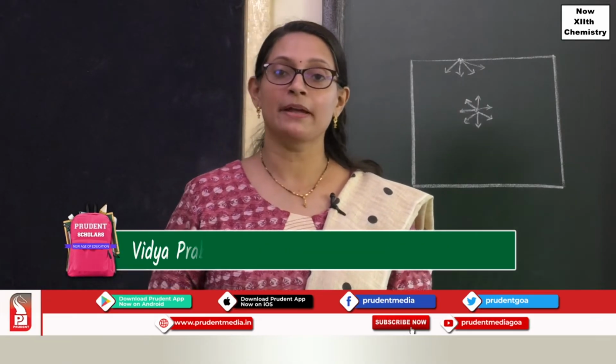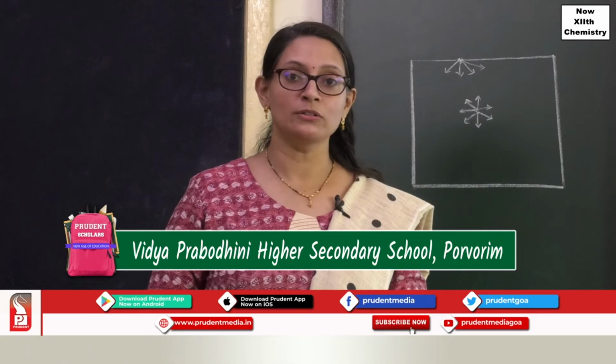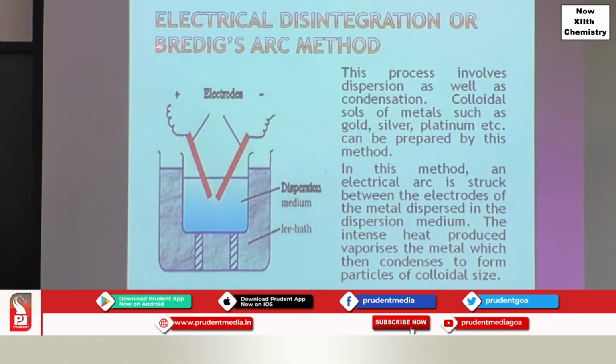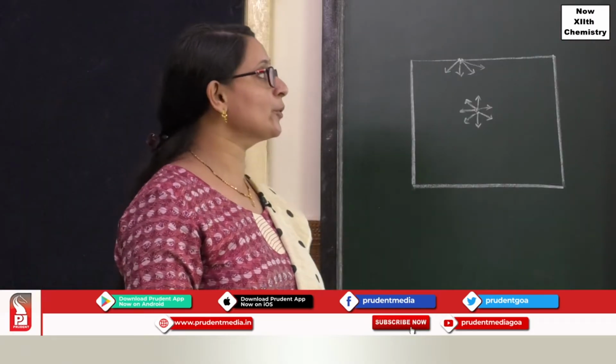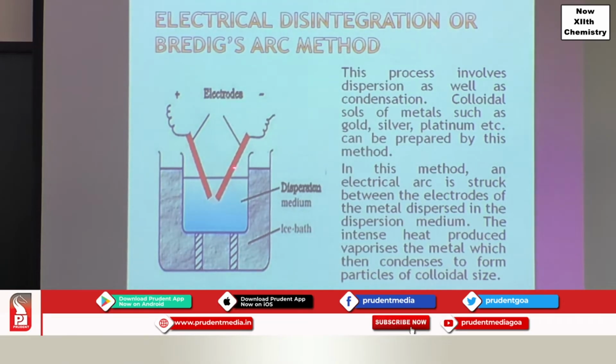Suppose you want to prepare a gold sol, or a platinum sol, or a silver sol, then this method, which is called electrical disintegration or Bredig's arc method, is used. Now, suppose you want to prepare a platinum sol, then what are you going to do? You are going to take two platinum electrodes and connect them to the external source of electricity.